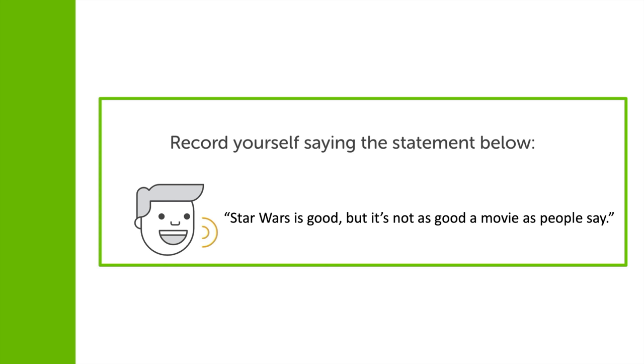So here's an example. Star Wars is good, but it's not as good a movie as people say. Did you notice the four examples of weak words in this sentence? They were "but", "it's", "as", and "as". Again, notice that these are all function or grammar words, so they take the weak form. Star Wars is good, but it's not as good a movie as people say.